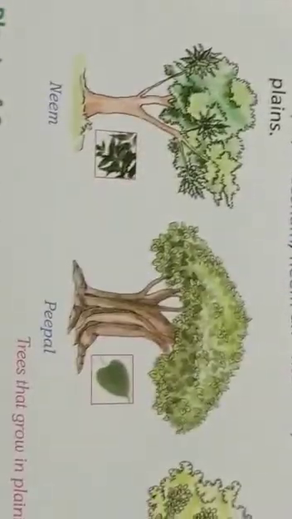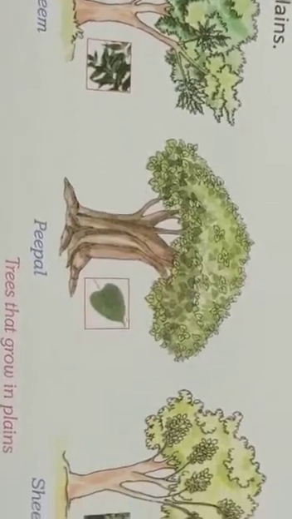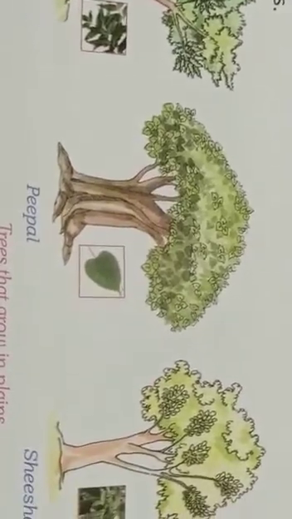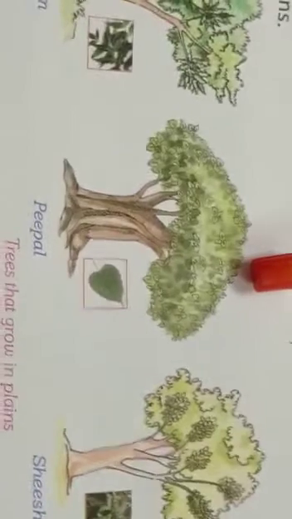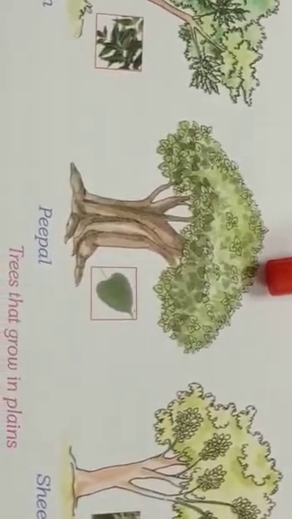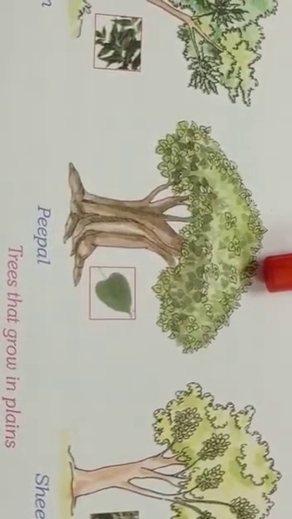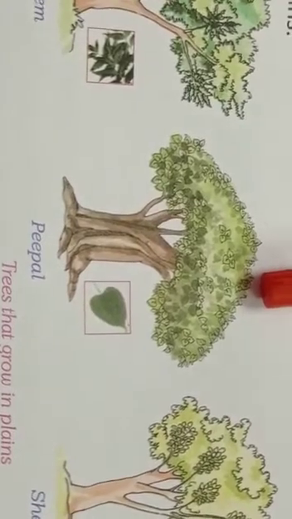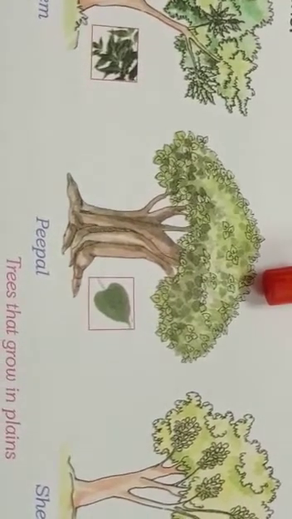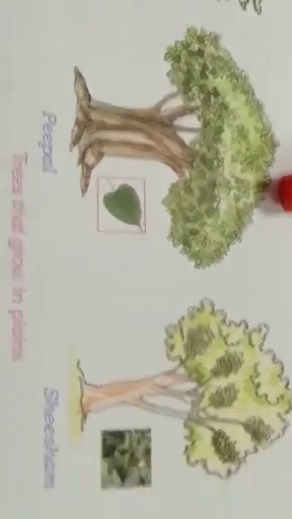Number 3, these plants or trees shed all their leaves mostly in winter. When spring comes, the new leaves grow again. Peepal, sesame, neem, mulberry are the examples of trees that grow in plains.